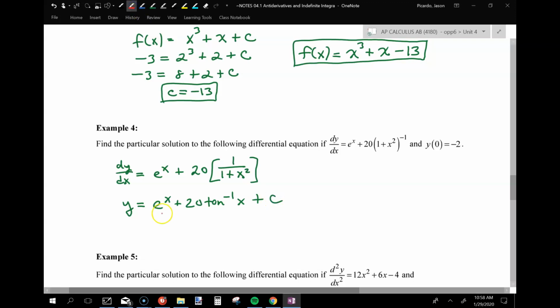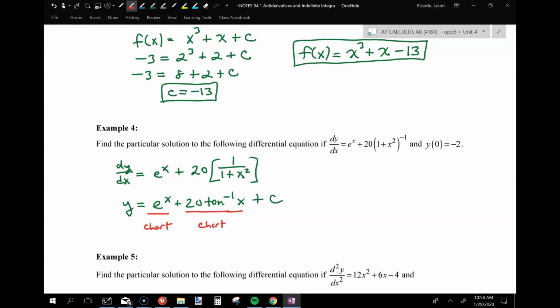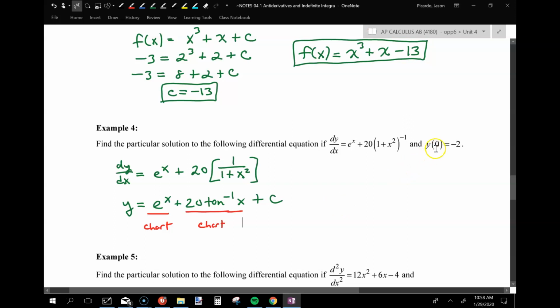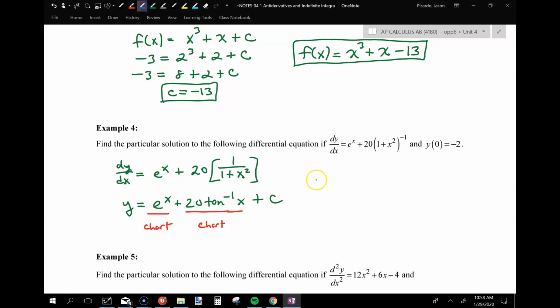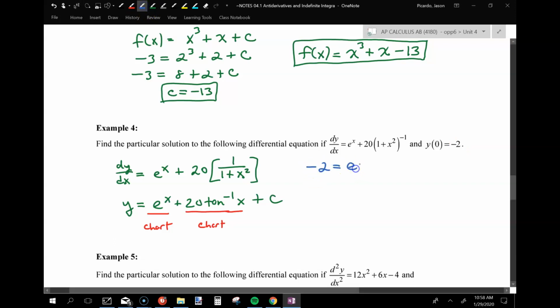So again, guys, this came from my chart. And what does our fact say? Our fact says when you plug in 0, you get a result of -2. What's e to the 0? 1. Good.